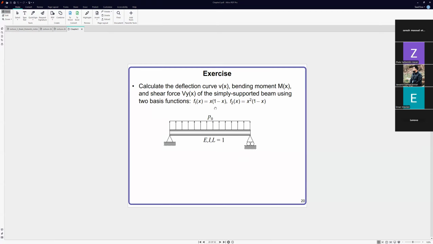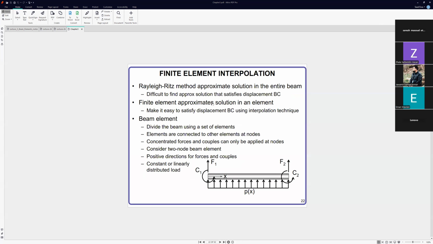The first time you should solve the first one, for example, cx(1 minus x). The second time you should solve with respect to the second one. The second one should be more accurate than the first one because it is higher order. Also, we have the interpolation.